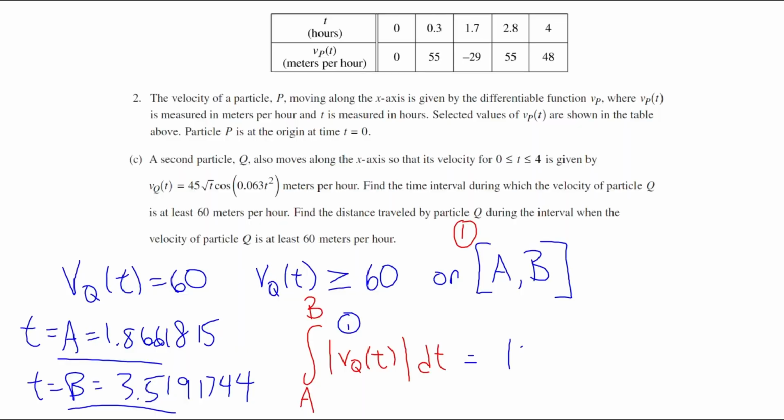So 106.109, and always put your units, which is meters, since it's a total distance traveled. Even though it didn't say to indicate it, it's always a good habit to be in. And there we go. That's the end of part C. We got 3 points for that. So 1 for the interval, 1 for the integral itself, and 1 for the final answer.